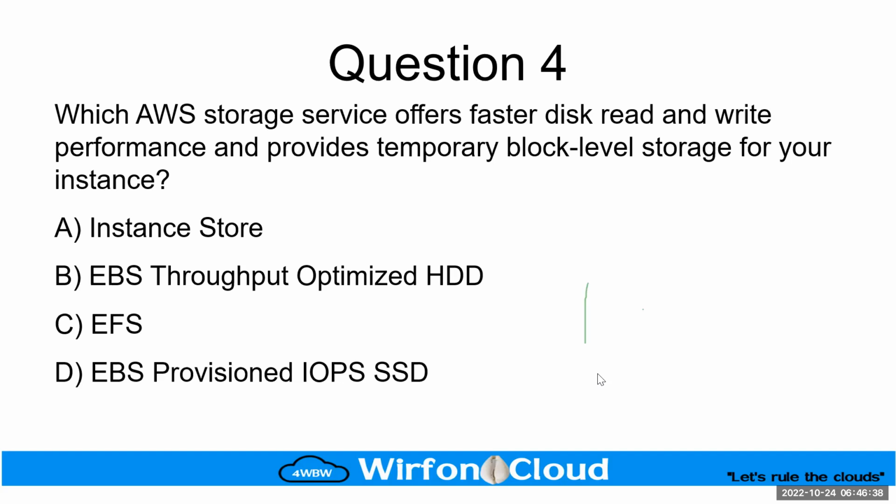Now the next question on EBS volumes. Which AWS storage service offers faster disk write and read performance and provides temporary block level storage for your instance? A, instance store. B, EBS throughput optimized HDD. C, EFS, and D, EBS provisioned IOPS.